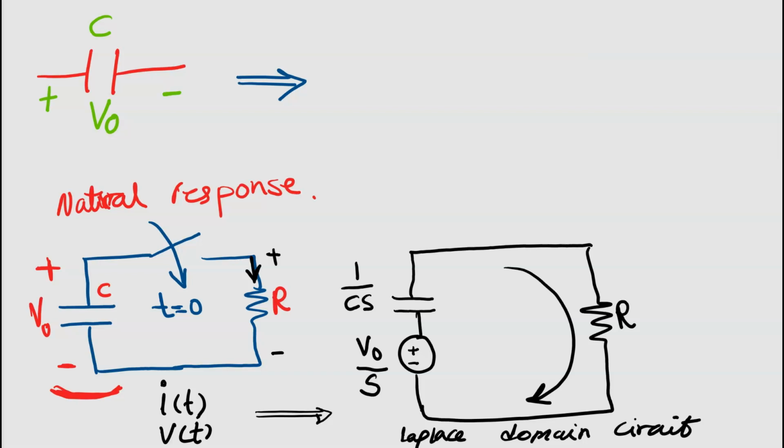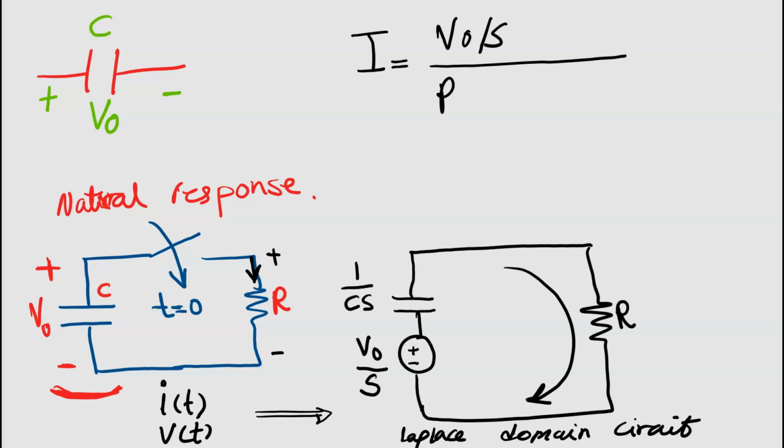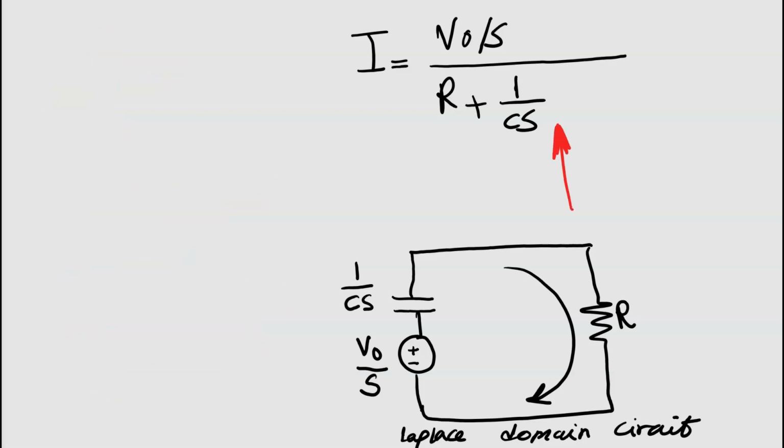Okay, so in this circuit, what I have to do in order to solve the circuit is a very simple loop, and it tells me that I in this circuit is equal to V0 over S divided by all the impedance in front of it. So R plus 1 over CS. So now what I'm going to do is multiply this fraction by S over R, both numerator and denominator. Why?